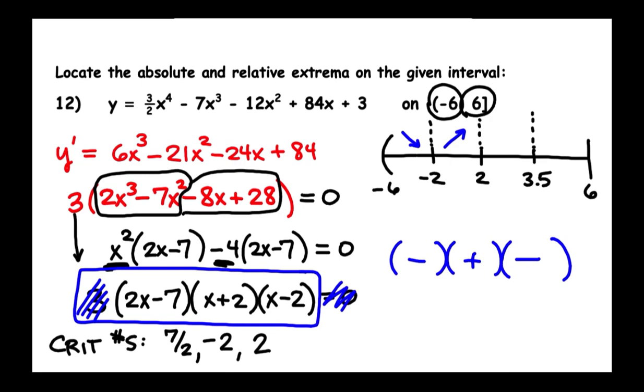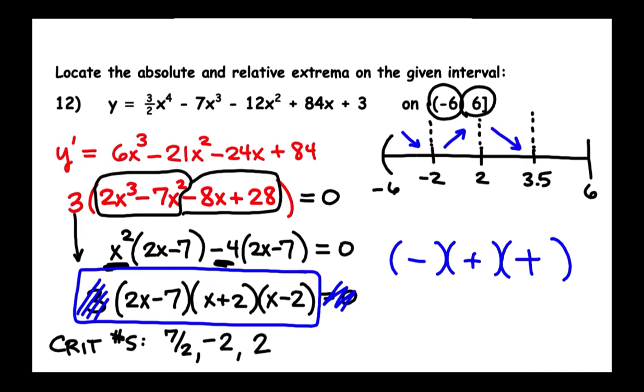If you try something between 2 and 3.5, we'll try 3. You're still going to have 6 minus 7. That'll stay negative, but the other 2 will become positive. Negative times positive is negative.